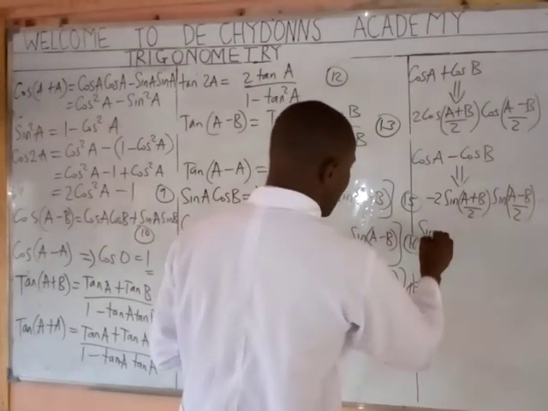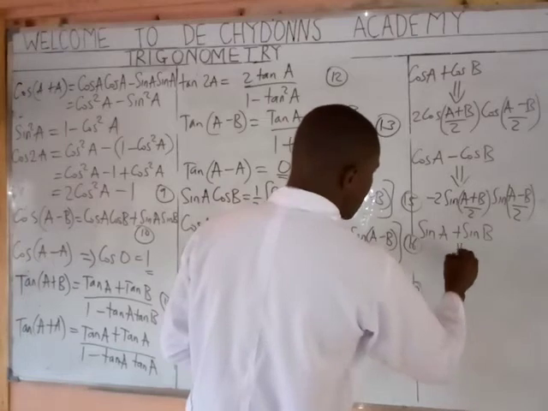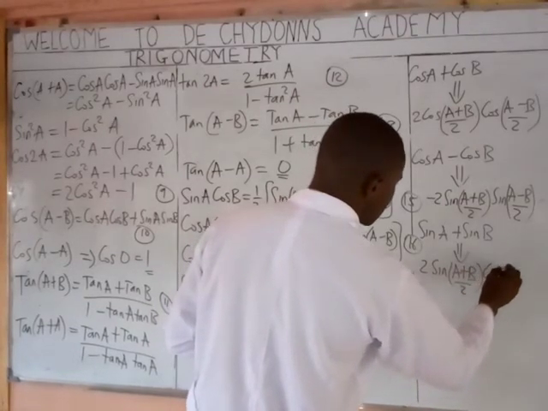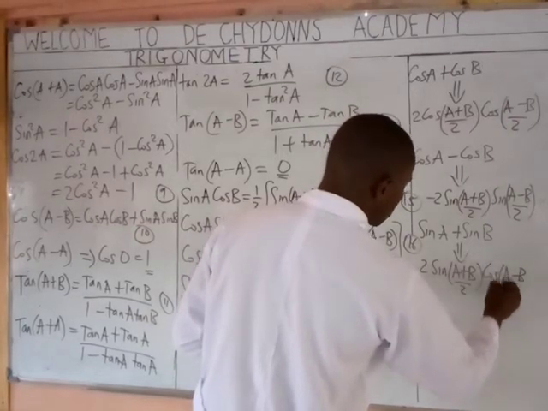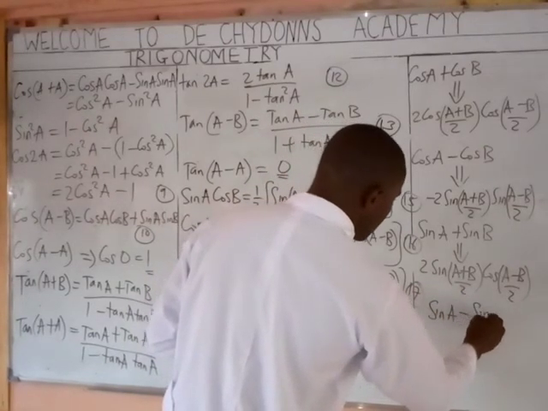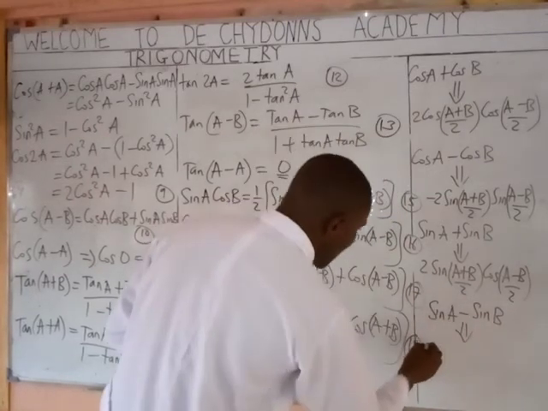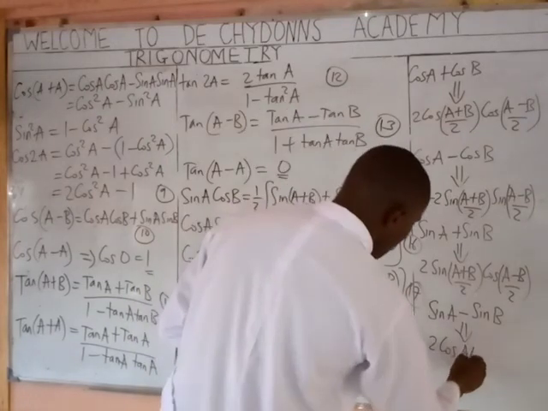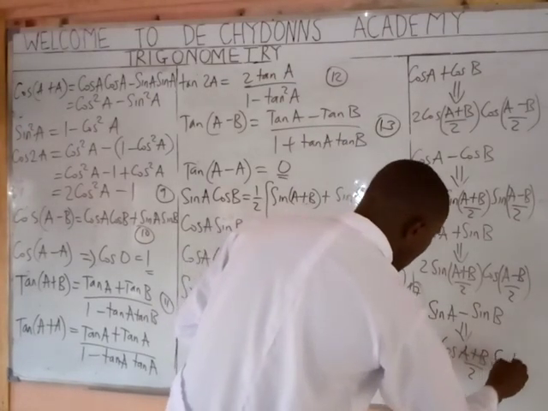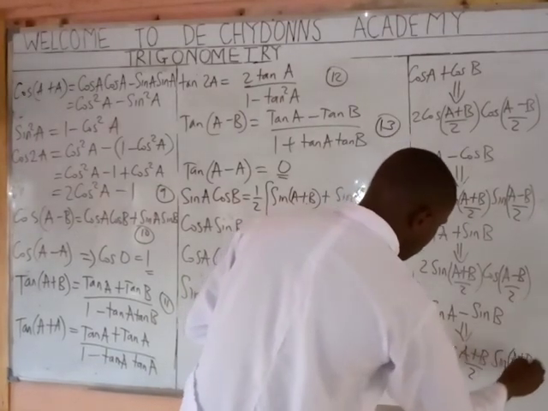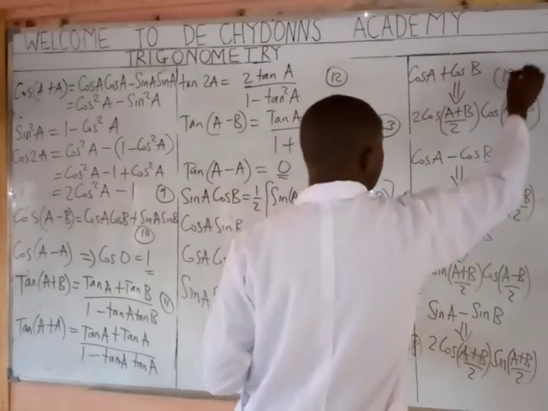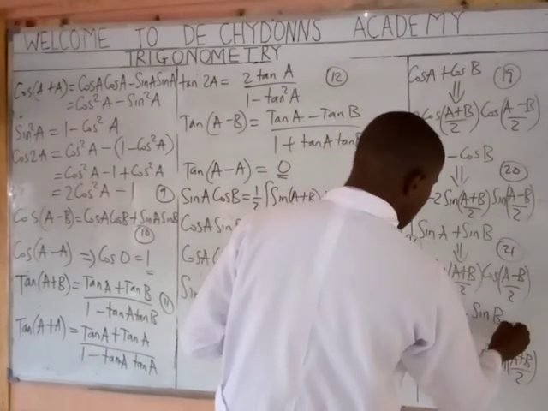Then we come again, sine A plus sine B will be giving us 2 sine((A plus B) all over 2) cos((A minus B) all over 2). Okay? Then finally we say sine A minus sine B is the same thing as, look at the formula, 2 cos((A plus B) all over 2) sine((A minus B) all over 2). So these are formulas. This is equation 19, 20, 21, 22.